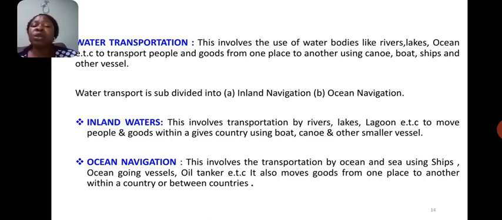We are now looking at the ocean navigation. The ocean navigation involves the transportation on oceans by sea using ship, ocean-going vessel, oil tankers, etc. It also moves goods from one place to another within a country or between countries.